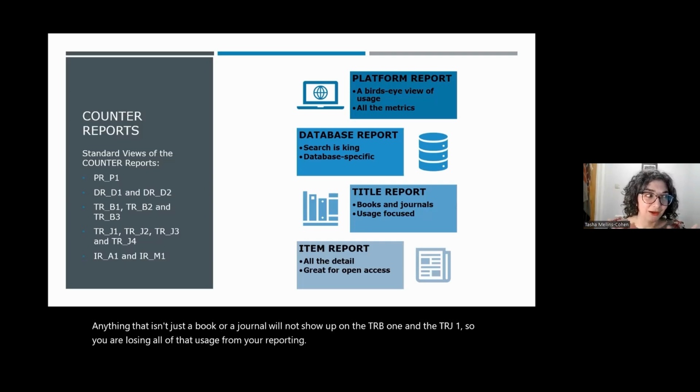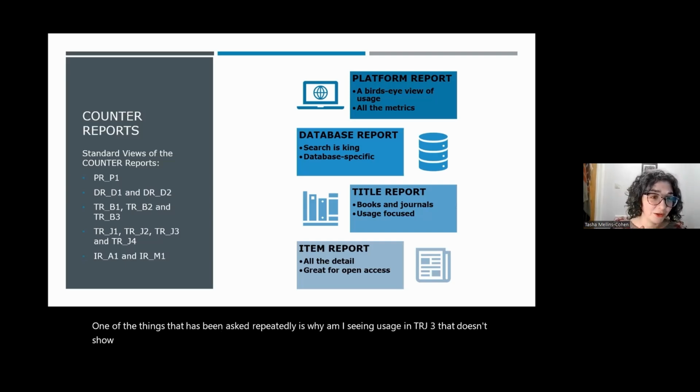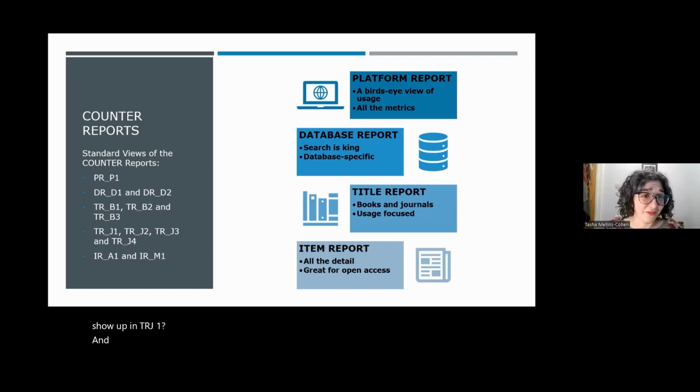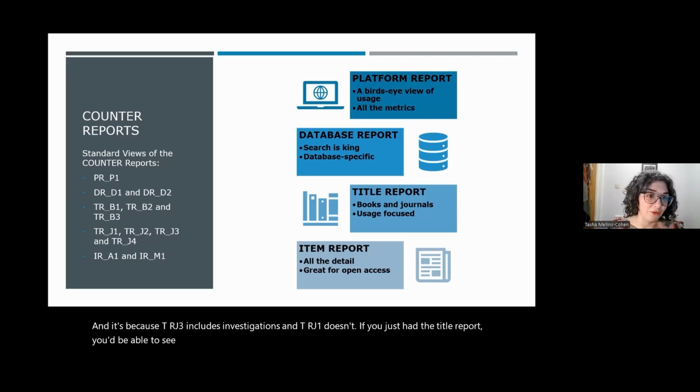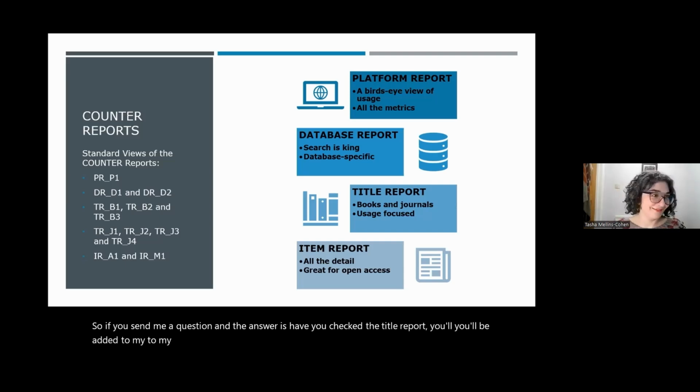Equally, one of the things that has been asked repeatedly is, why am I seeing usage in TRJ3 that doesn't show up in TRJ1? And it's because TRJ3 includes investigations and TRJ1 doesn't. If you just had the title report, you'd be able to see all the usage, and you can filter it as you need to just the data types you want or just the metric types you want. So if you send me a question and the answer is, have you checked the title report, you'll be added to my list of how many people I've sent that message to, to the point that it is now a pre-canned response in my mailbox.